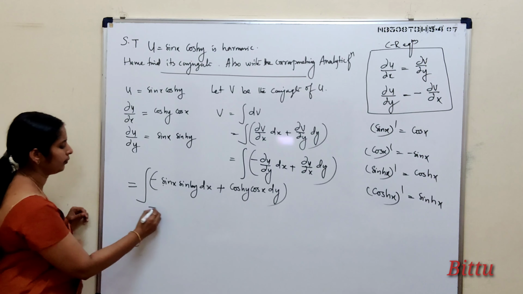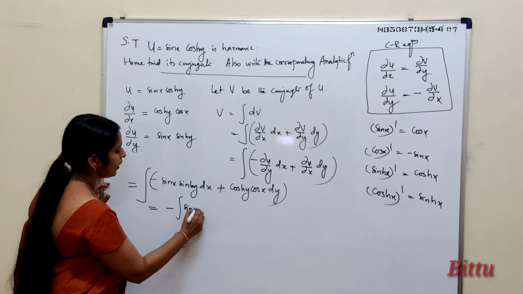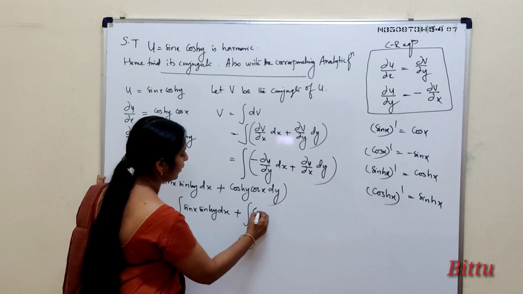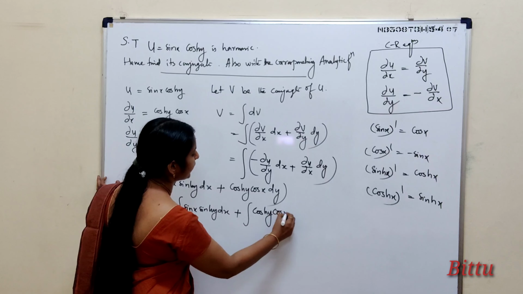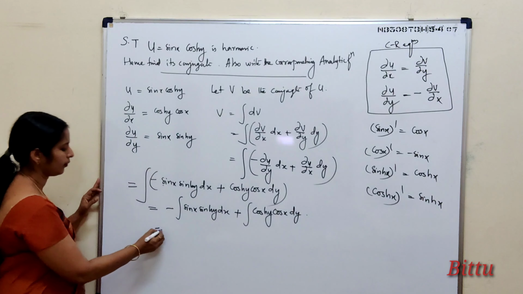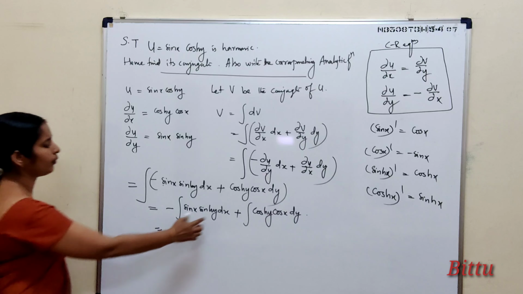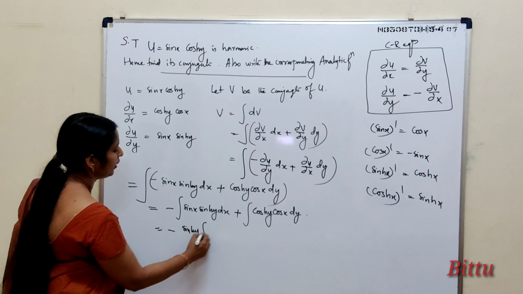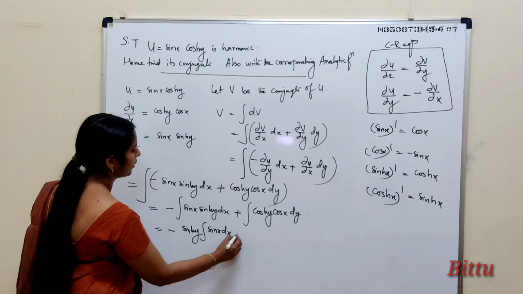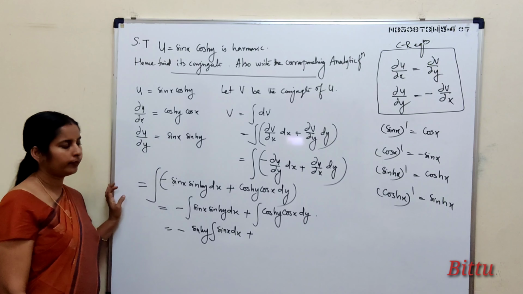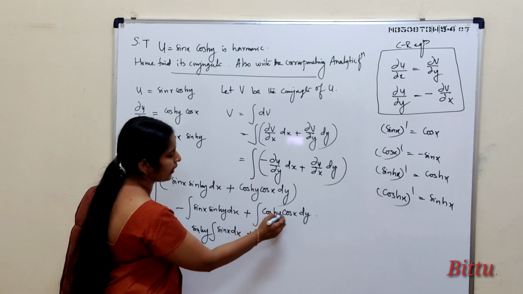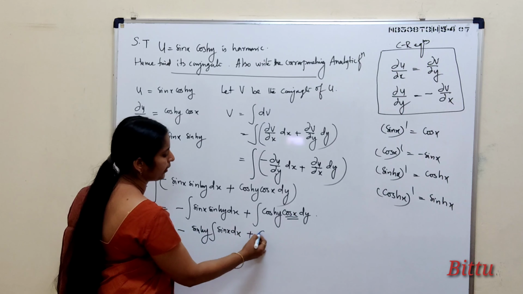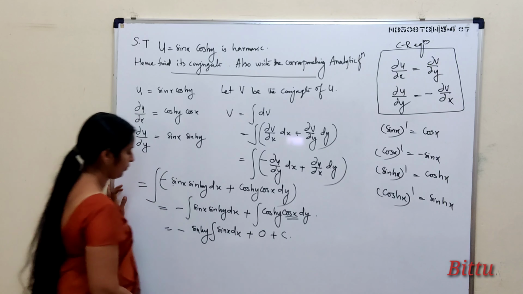You split the integral: minus integral sin x sin hy dx plus integral cos hy cos x dy. While integrating with respect to x, you keep y as a constant, so sin hy is a constant. Next, integral sin x dx. While integrating with respect to y, if there is any x in the term, then its integral is 0. Here you can see cos x, so its integral is 0. After integration, there is plus c.